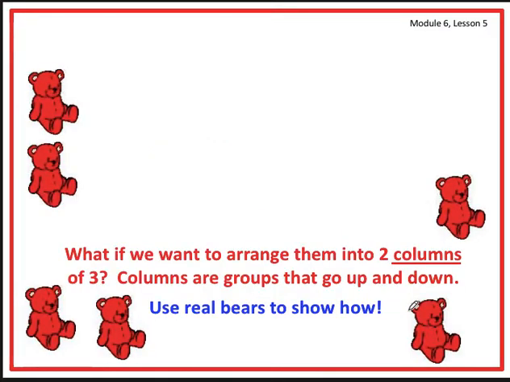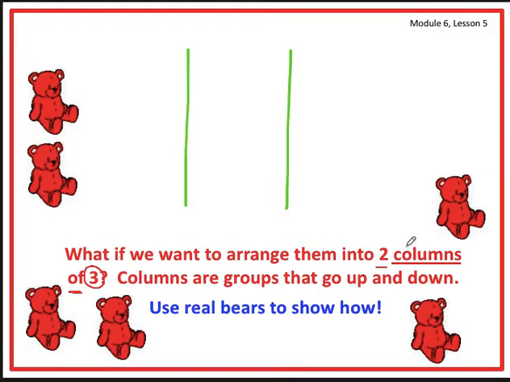Instead of talking about rows this time, we are going to talk about columns. So columns are lines that go up and down. So it says that we want to arrange the bears into 2 columns. I know that I need to draw 2 lines that are going up and down. 2 columns. Now I see that each column needs to be of 3.